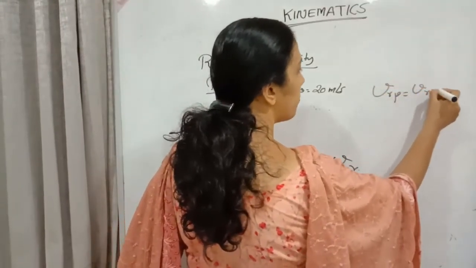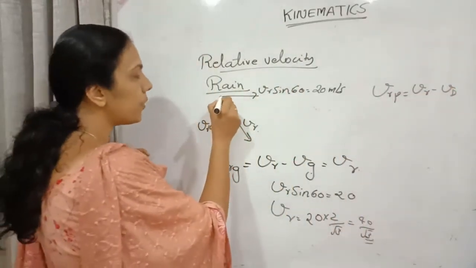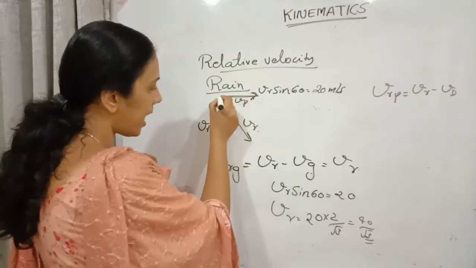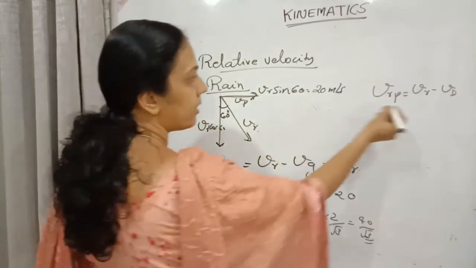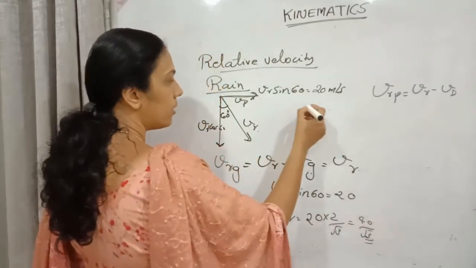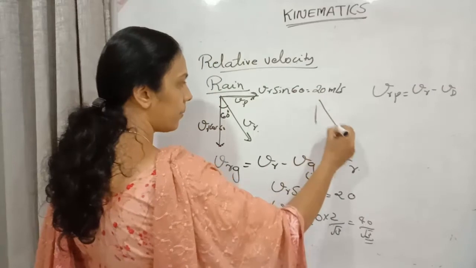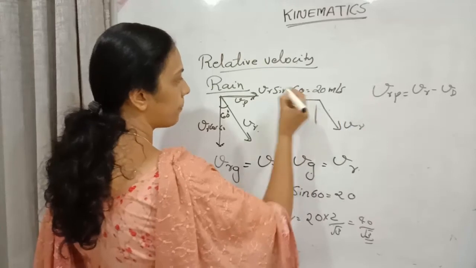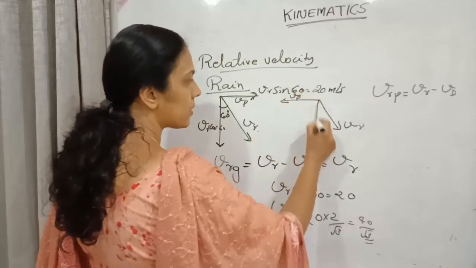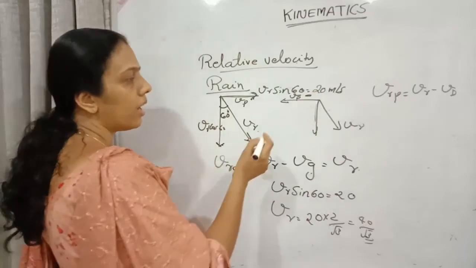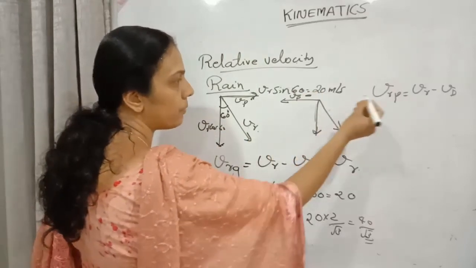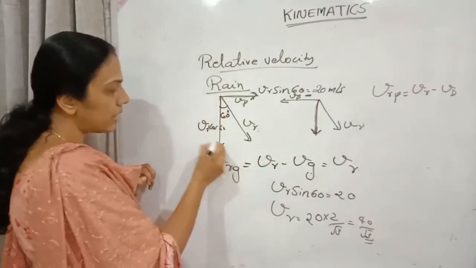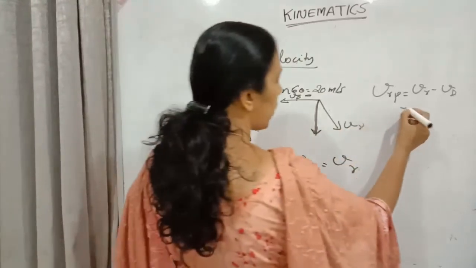That is VR minus VP. So the person is moving like this with a velocity of 20 meters per second. So this is VP and this is velocity of the rain. Then VR minus VP, how can we find out? VR is this one, and this is VP. Now he feels it is minus VP. He feels it is moving vertically downwards. So here it will be VR minus VP. It is acting like this. So which is the vertical which is acting over here? That is VR cos 60.